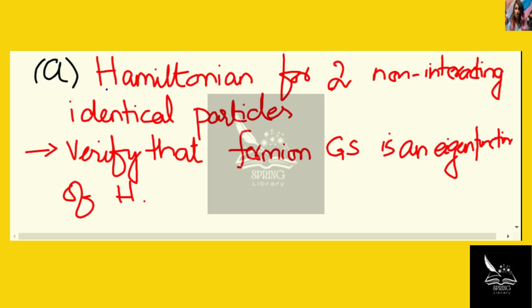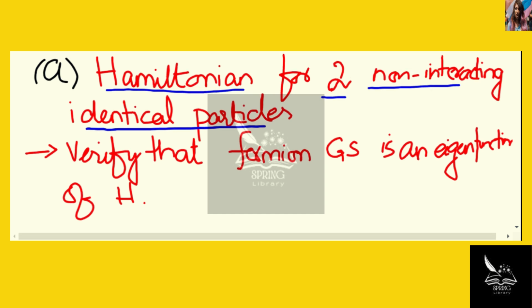In this question, there are two parts that we are required to solve. The first part is that we need to find out the Hamiltonian H for two non-interacting identical particles in an infinite square well. The second part is that we need to verify that the fermion ground state is an eigenfunction of the Hamiltonian with the appropriate eigenvalues, in Example 5.1. So let's start with its solution.